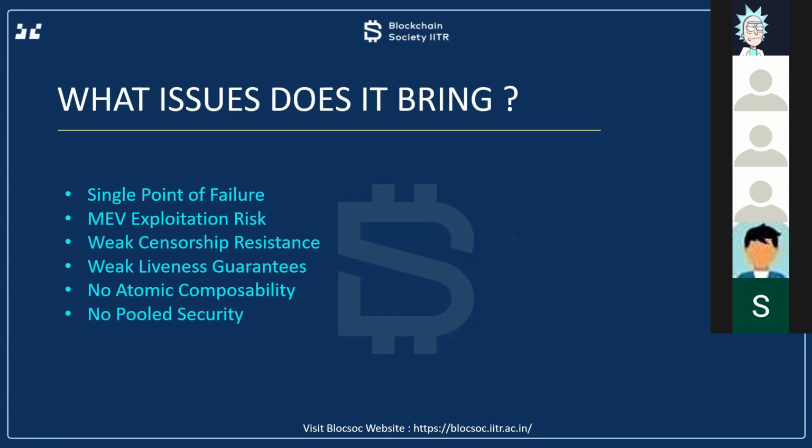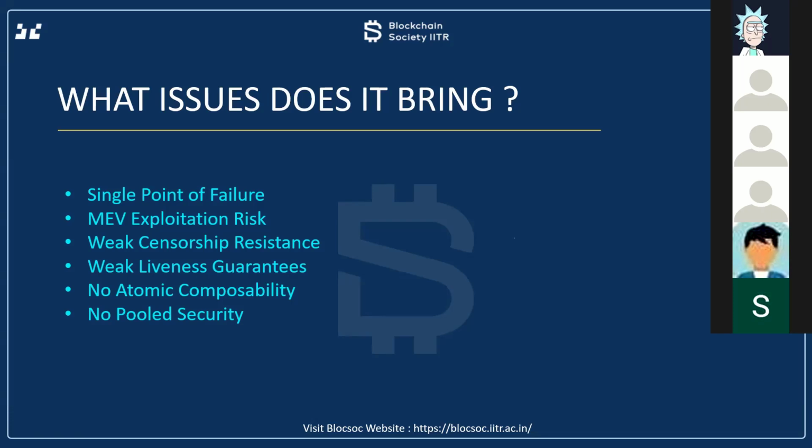Also, there is a risk of MEV exploitation, since the sequencer has the right to order the transactions in any way that it feels. The sequencer can front run or sandwich the transactions that are currently in the mempool, and can favorably include transactions that it can benefit from. So that is a major point of exploit that the sequencer can bring.